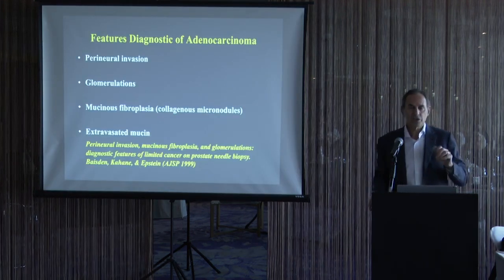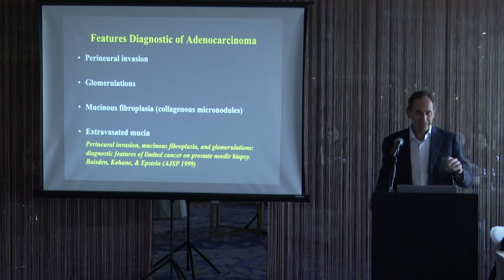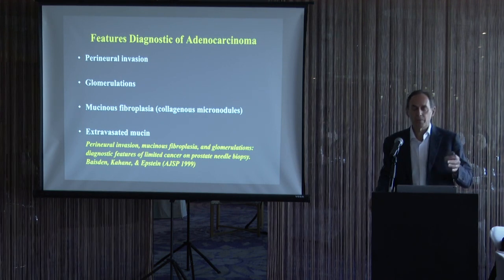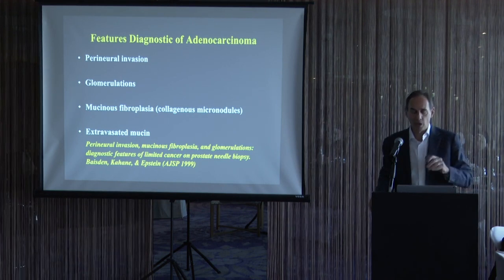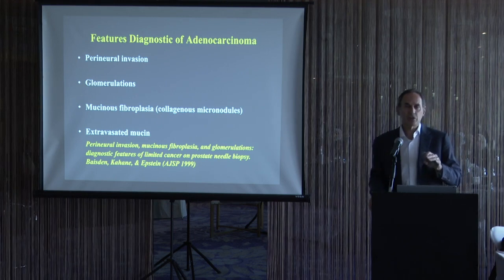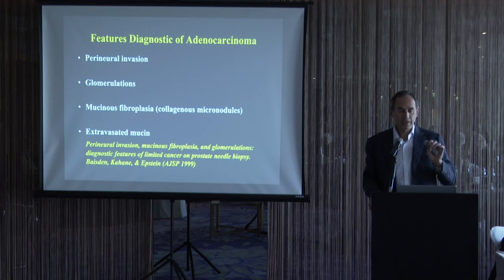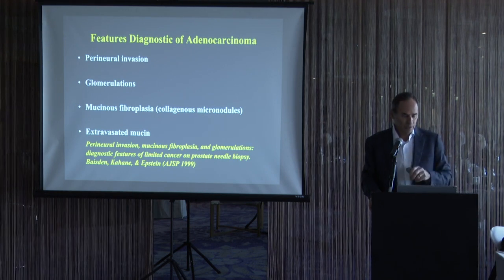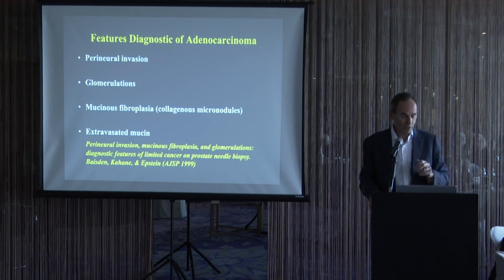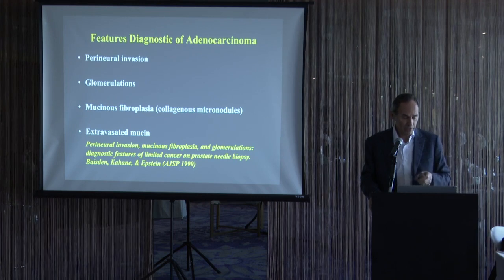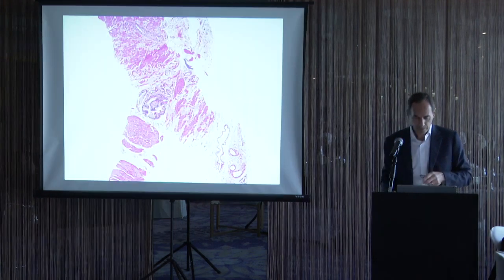So far I've talked about features that favor the diagnosis of cancer, but by themselves are not pathognomonic. There are some features that if you see them, no matter what, it has to be prostate cancer. One is perineural invasion, one is glomerulations, mucinous fibroplasia, and extravasated mucin.